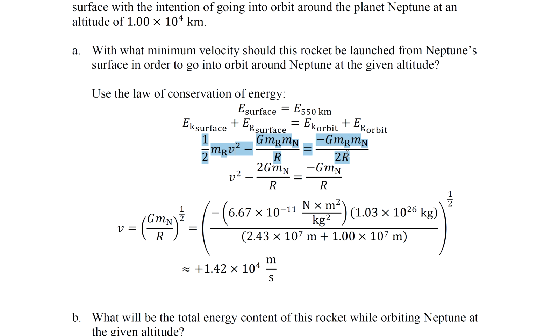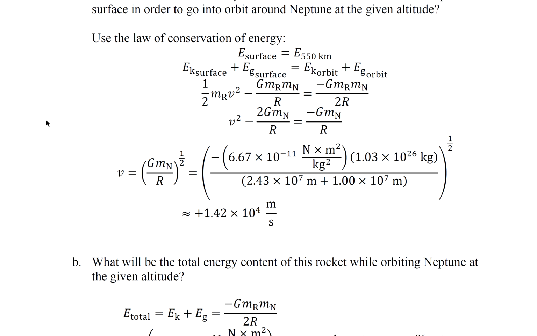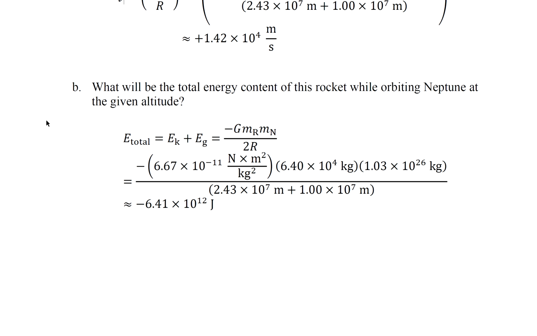So this is equal to the minimum velocity, and just solve for V. Part B. What will be the total energy content of this rocket while orbiting Neptune at the given altitude? So it says total energy, so let's just use this equation.